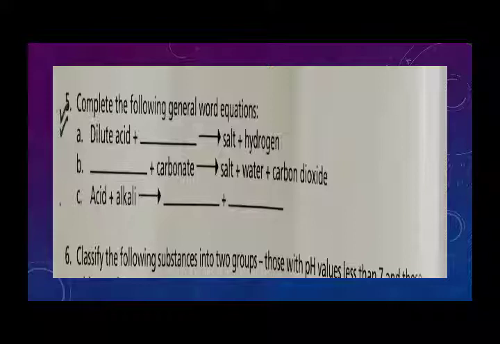In the previous topic, we already discussed that whenever acids react with metals, they always form salt and hydrogen. So here what we are going to write in this equation is that this dilute acid will react with what? Remember, it should be metal. In part 2 they are saying that dash is going to react with carbonate, so salt, water and carbon dioxide are formed. Again the same question.